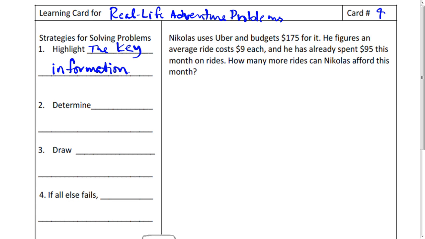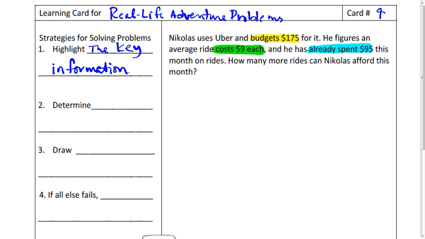So like here in our problem, Nicholas uses Uber and budgets $175 for it. Okay, that sounds pretty important. He figures the average ride costs $9 each. Now remember, when you see the word each or of or per or things like that, a lot of times that's key for saying that it can happen more than once. We'll talk more about that when we get down to the bottom. And he has already spent $95, got to color that in a little bit more, I suppose. He's already spent $95 this month on rides. How many more rides can Nicholas afford this month?